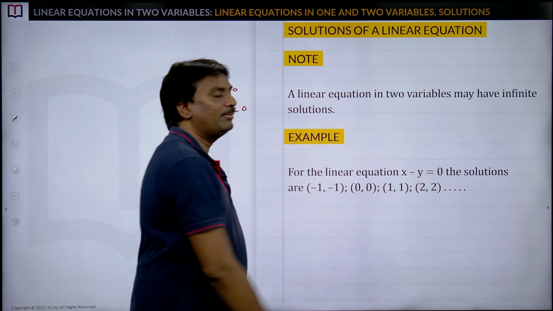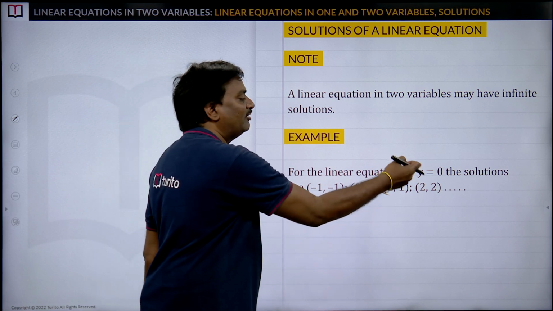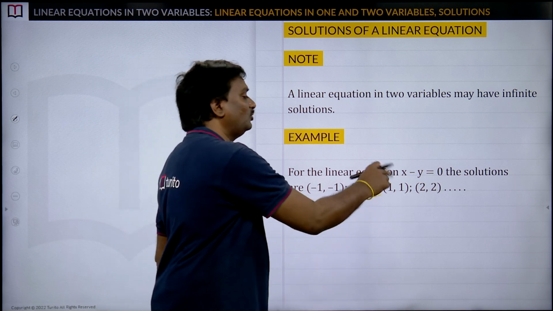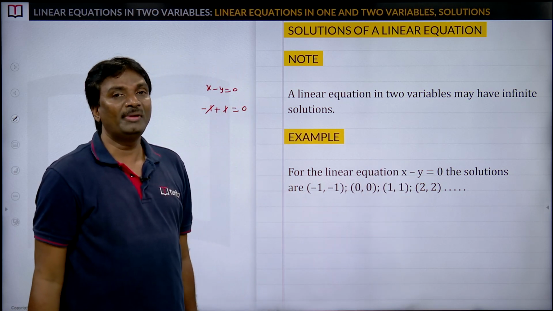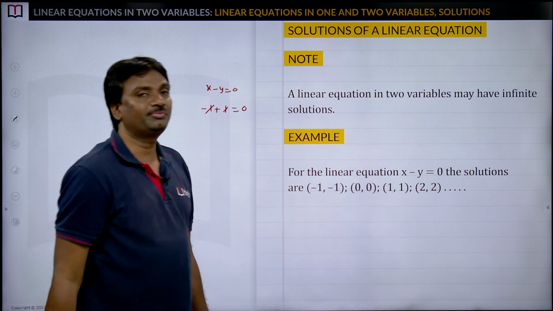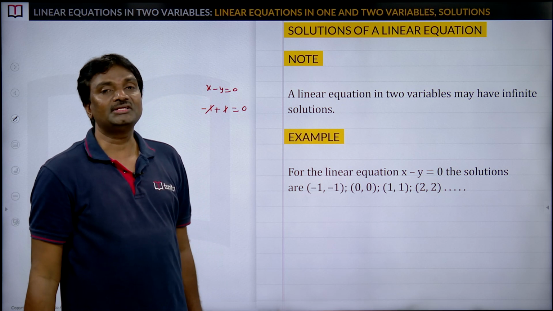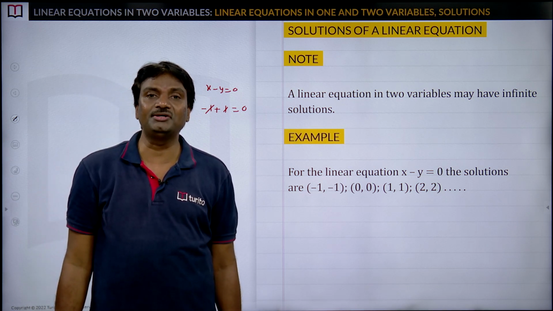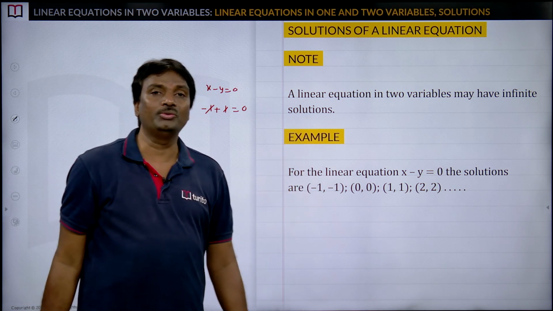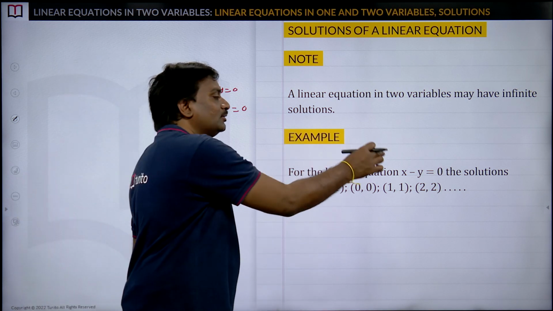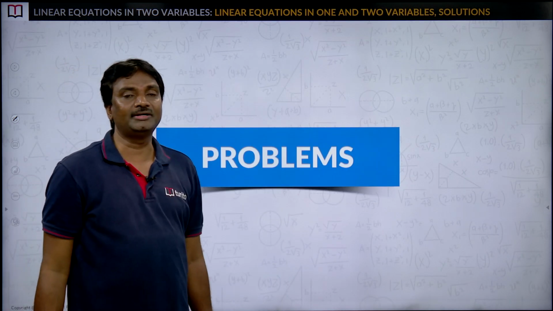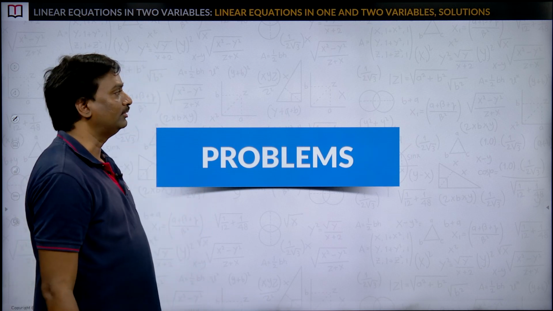Similarly, by taking 0 comma 0, 0 minus 0 equal 0; 1 comma 1, 1 minus 1 equal 0; 10 comma 10, 10 minus 10 equal 0; 1 by 2 comma 1 by 2, 1 by 2 minus 1 by 2 equal 0. So many values are there for x and y satisfying the equation x minus y equal to 0. That is why it is not necessary that a linear equation in two variables has one and only one solution. That equation may have an infinite number of solutions. We can conclude that by taking this example. Okay. Now, let us take some problems related to linear equations in two variables.